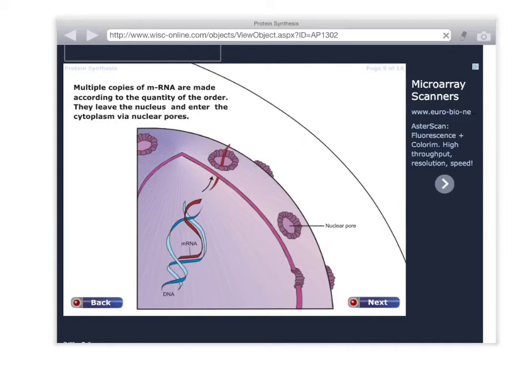Now, once in the cytoplasm, the mRNA is going to attach to the ribosome. So this is our ribosome right here. And what the ribosome does is it starts reading the code along the mRNA, and it does it 3 letters at a time. And this is what a codon is called. You don't need to know that. You just need to know that it reads it 3 nitrogen bases at a time.